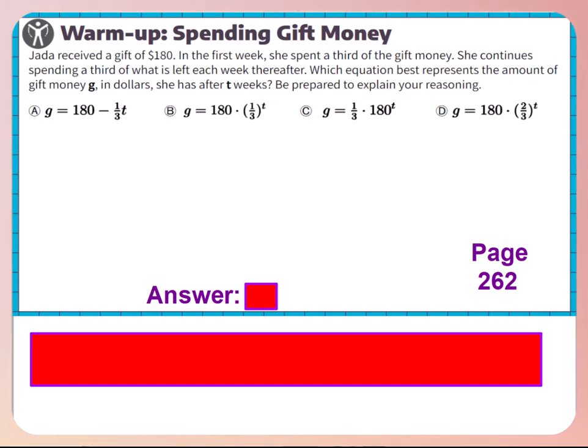Now let's highlight numerical data or numerical information. We have a gift of $180 that Jada received. Okay, she spent a third. She continues spending a third each week thereafter. All right, now we want to write the equation that best represents that.